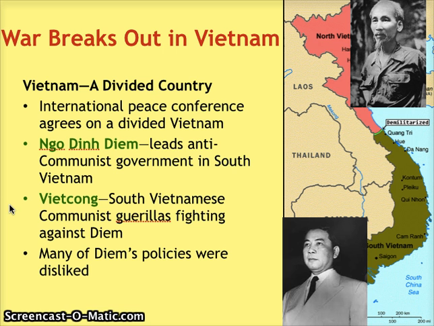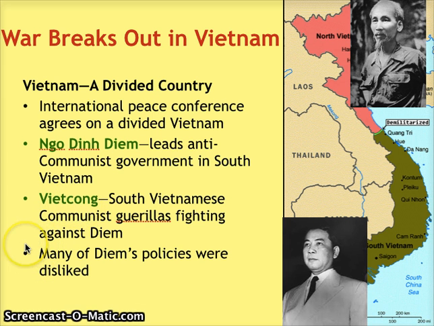And what starts to form is the Viet Cong. Now, the Viet Cong are Southern Vietnamese communists who are guerrilla fighters. Guerrilla fighters surprise attack their enemy, using the landscape to their benefit. We start to see many of these guerrillas fighting against Diem, and because many of Diem's policies make him very disliked, many of the Viet Cong start to grow.